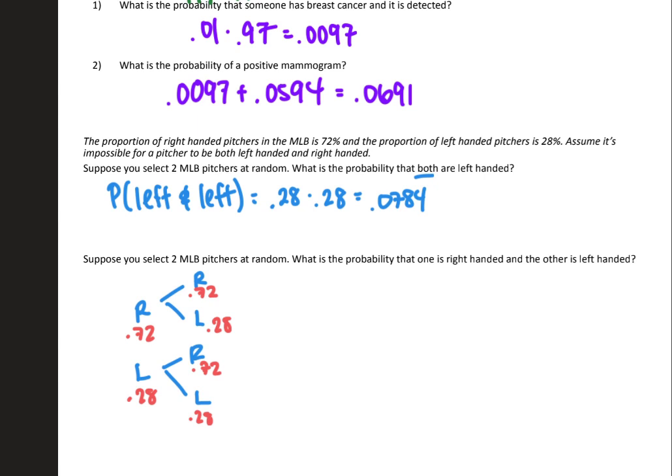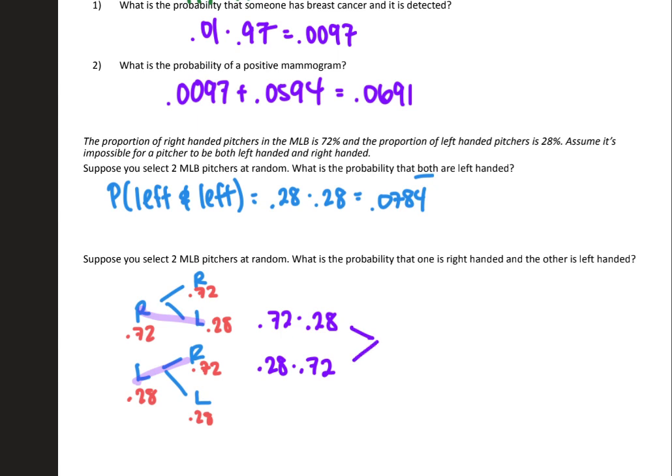So in the case that we just saw, the probability of choosing two pitchers and that they're both left-handed was 0.28 times 0.28. But now we can see clearly that if we want one pitcher to be right-handed, one pitcher to be left-handed, there's two different ways we could do that, right? We can have the first pitcher we select to be right-handed and the second pitcher we select to be left-handed. So that'd be 0.72 times 0.28. But we can also have the case where the first pitcher's left-handed and the second pitcher's right-handed. So that's also going to be 0.28 times 0.72.